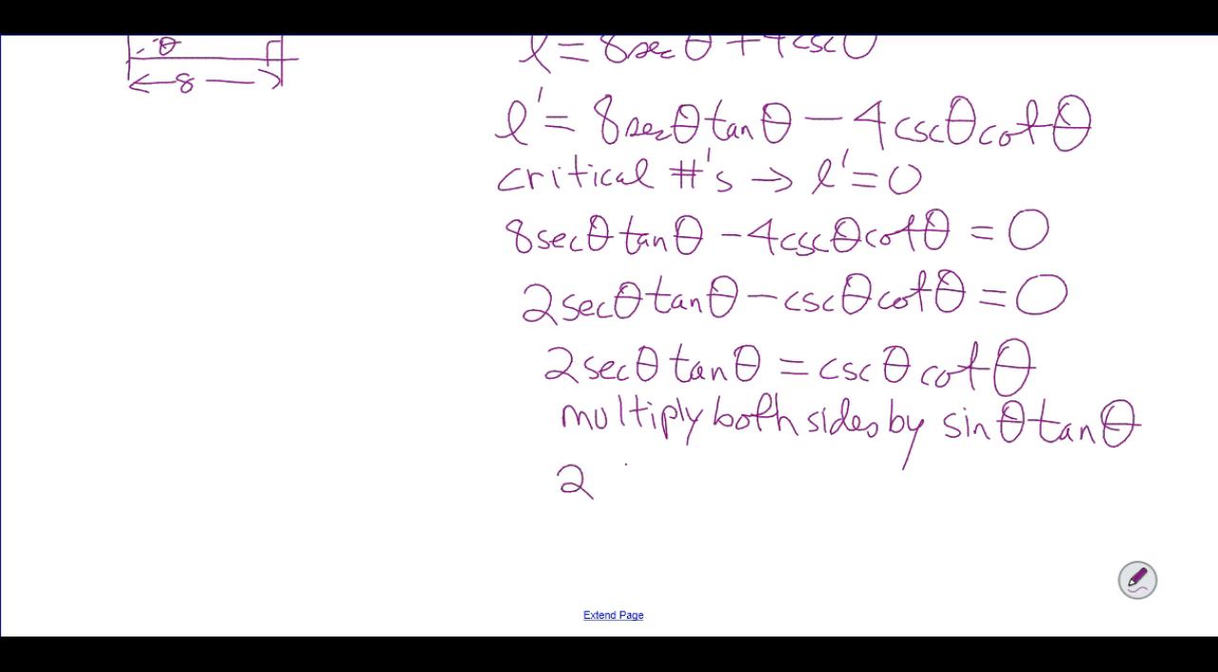So 2. Okay, secant is what? 1 over cos, right? So I'm going to multiply by sine. That's sine over cos theta times tan theta. I'm just writing secant as 1 over cos. So secant times sine is this, times tan theta, and then I'm multiplying by sine theta tan theta, so we get another tan theta. And this side, we figured out it's just 1.